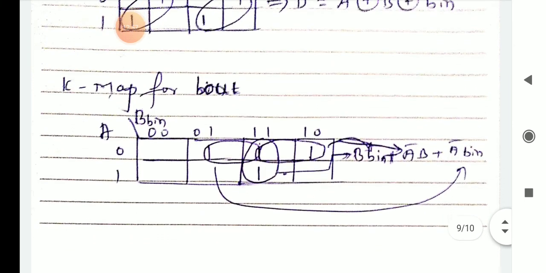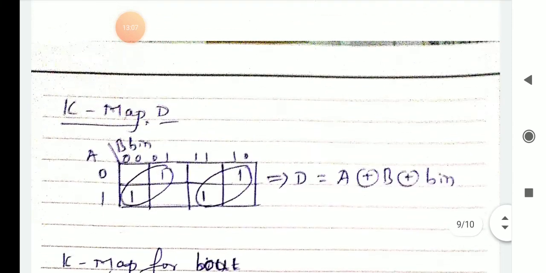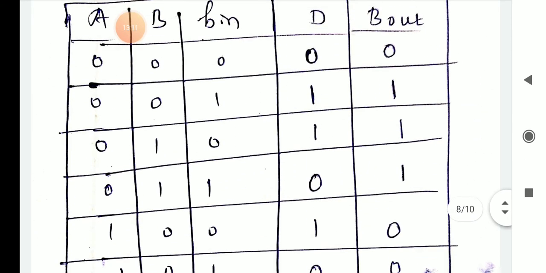So next, the Karnaugh map for borrow. Okay, so again you have to write the same as before: A, B Bin, 00, 01, 11, 10. Okay, so go to the truth table for borrow. Where is the 1? You can go to that one. First, the 001 combination is there, you have to place 1.